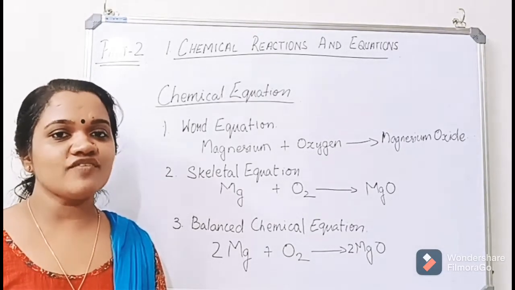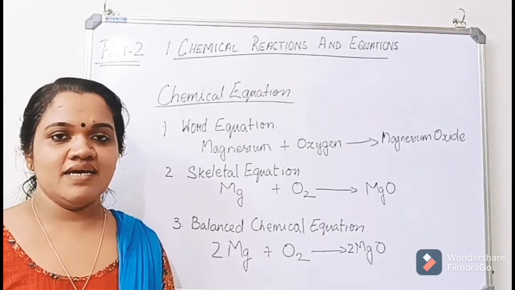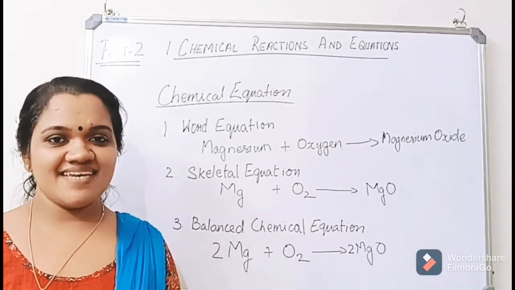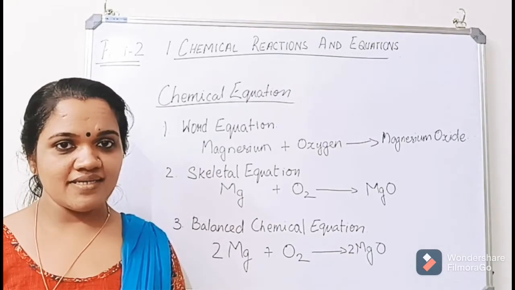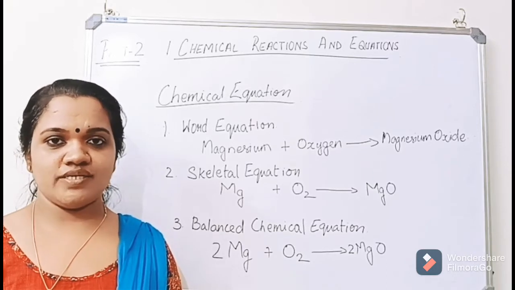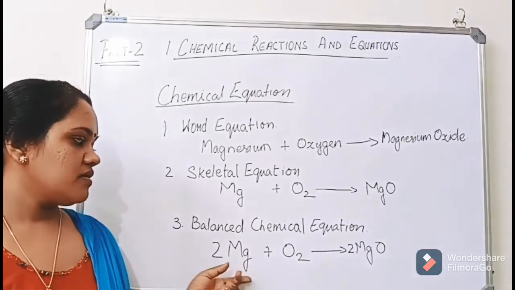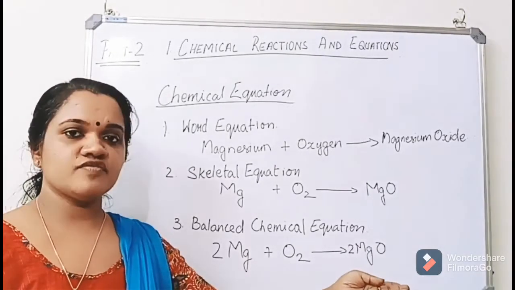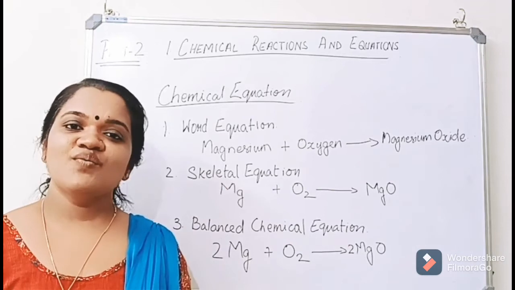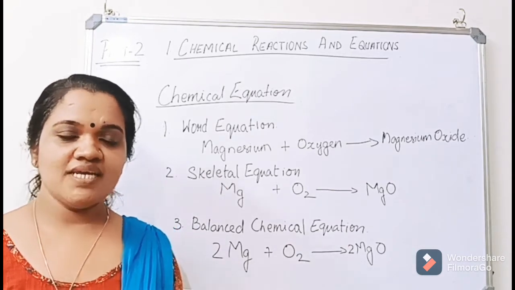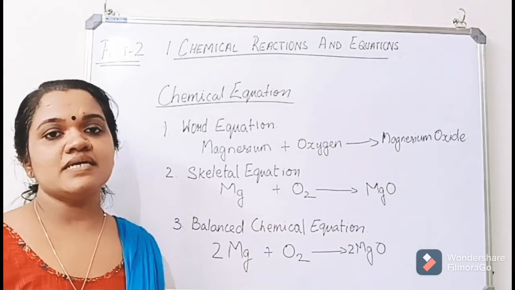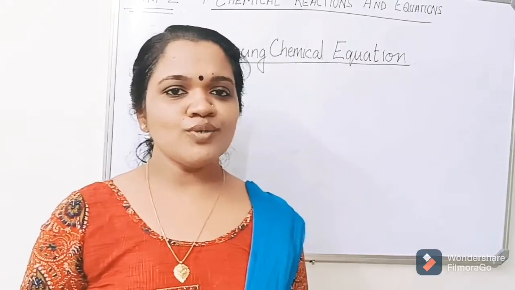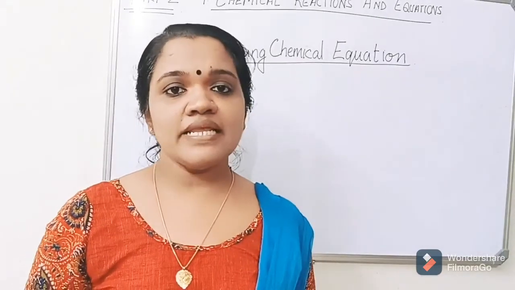You have learned the law of conservation of mass in 9th standard. What does it say? The law of conservation of mass states that mass can neither be created nor be destroyed. So, the mass on the reactant side will remain the same as that on the product side. So, while representing a chemical reaction, it is necessary to balance the chemical reaction. Now, let's move on to balancing a chemical equation.